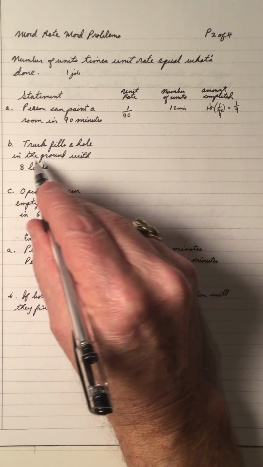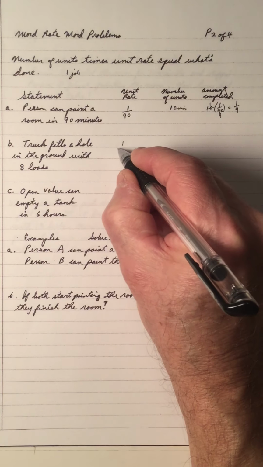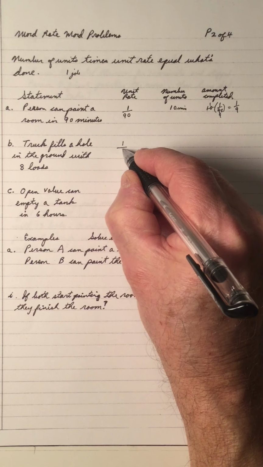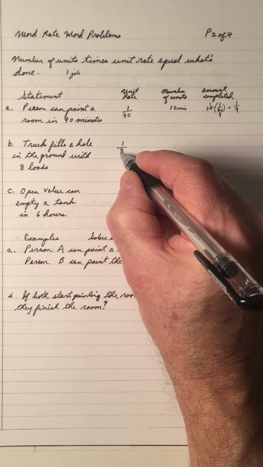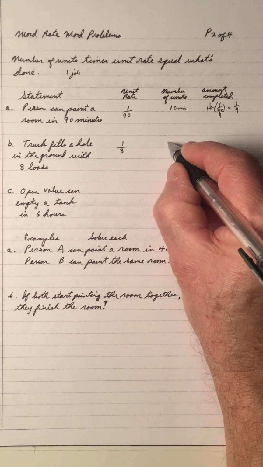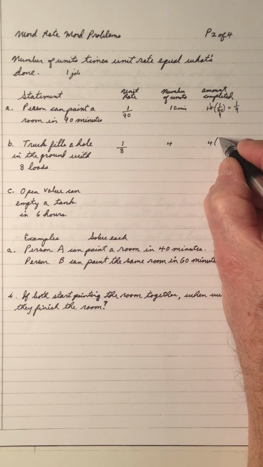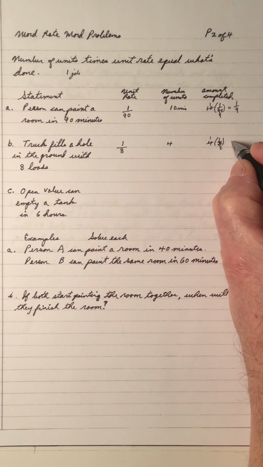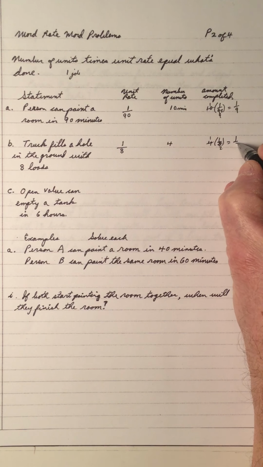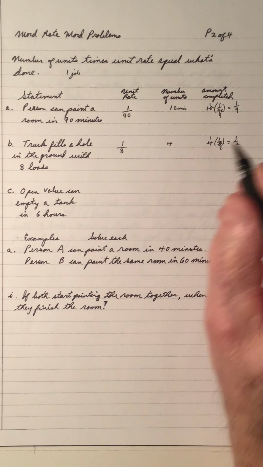A truck can fill a hole in the ground with 8 loads. Therefore, one truck will do 1 load, or 1/8 of the job. So if the truck does 4 loads, then it'll be 4 times 1/8. 4 and the 4 goes once, 4 and 8 goes 2. So if the truck delivers 4 loads, he'll have half the job done.